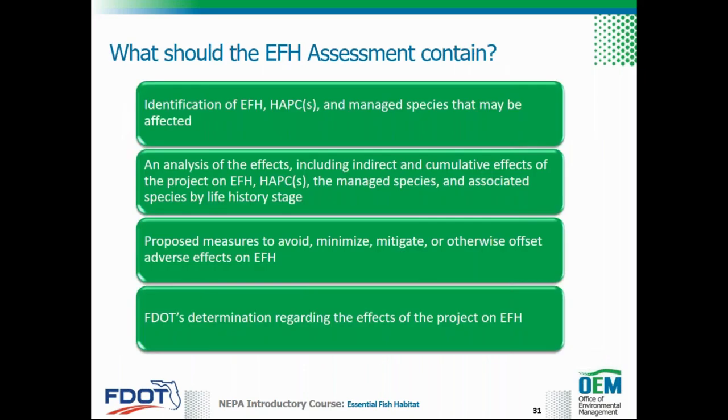The EFH assessment section of the Natural Resources Evaluation must contain identification of EFH, HAPCs, and managed species that may be affected, an analysis of the effects, including indirect and cumulative effects of the project on EFH, HAPCs, managed species, and associated species by life history stage, proposed measures to avoid, minimize, mitigate, or otherwise offset adverse effects on EFH, and FDOT's determination regarding the effects of the project on EFH.